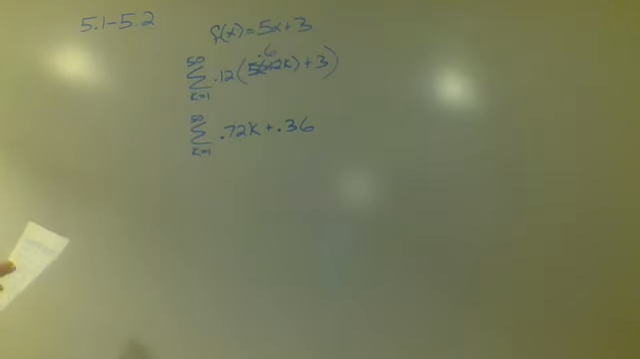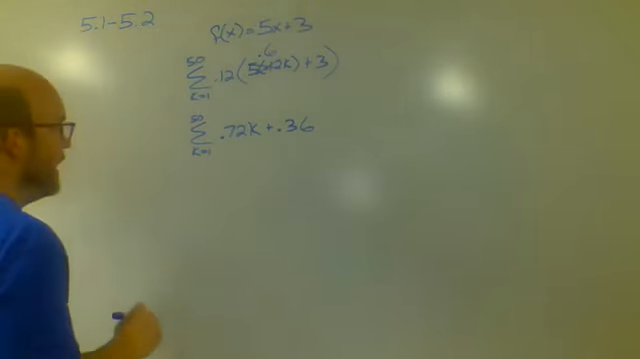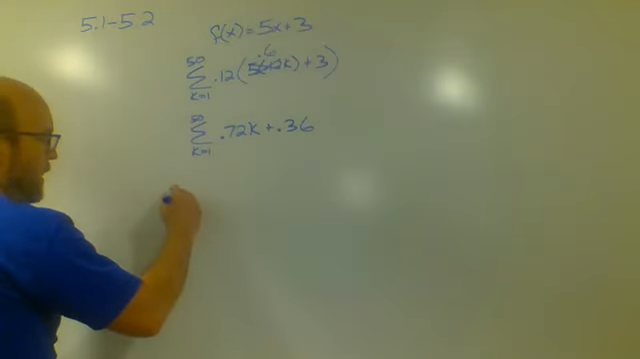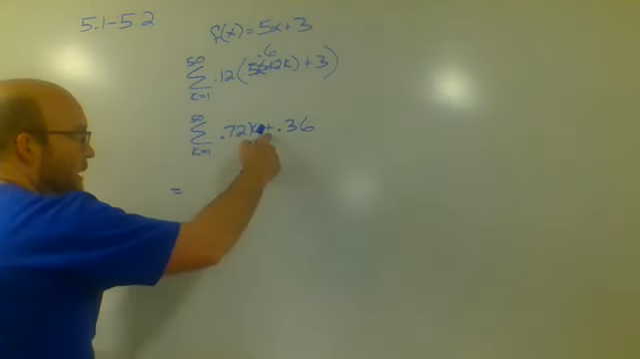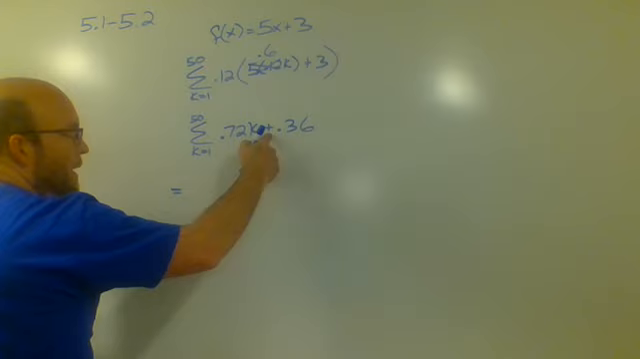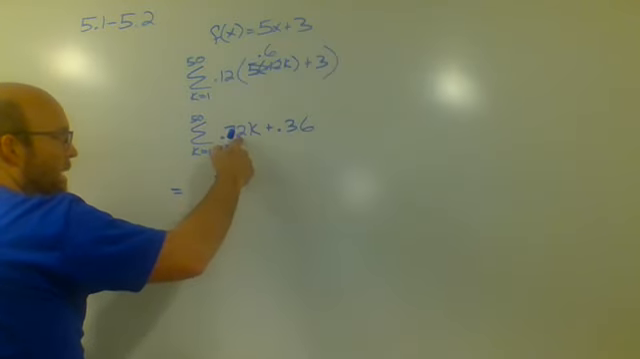And now from here, you're just breaking it up. So we're kind of doing 2 steps at once. We're going to break it into a sum. And once we break it into the sum, that 0.72 can come out.